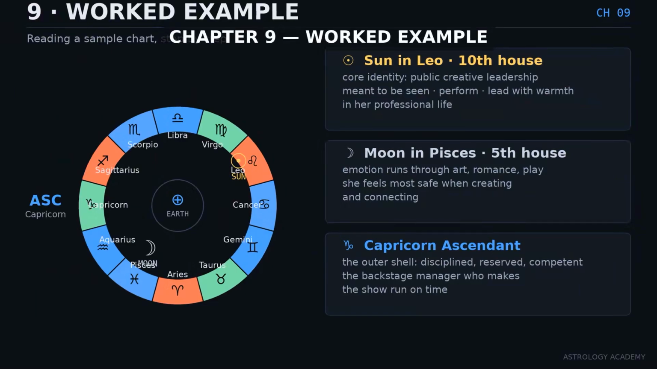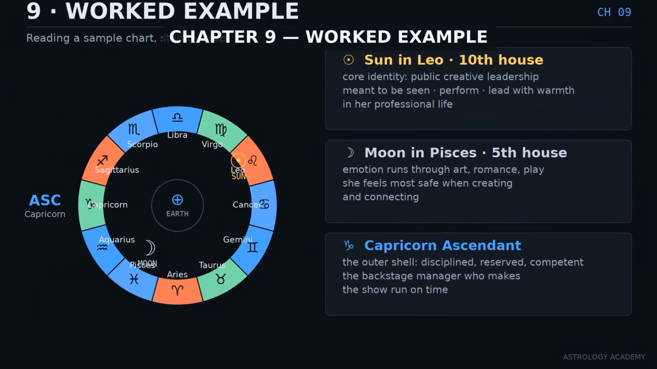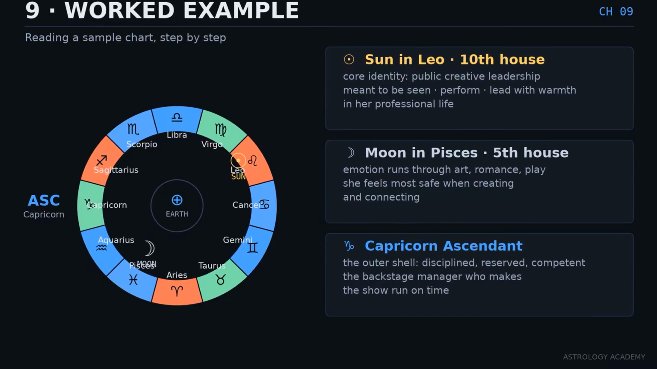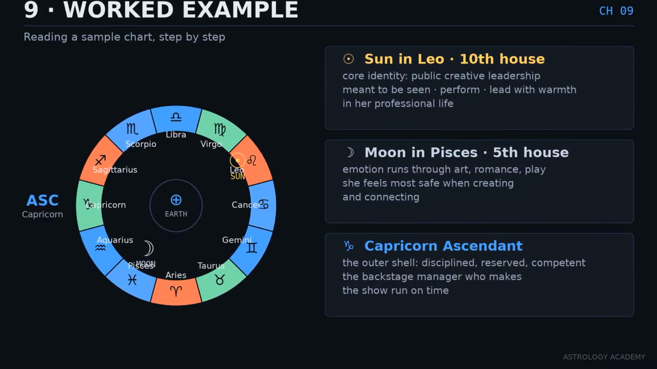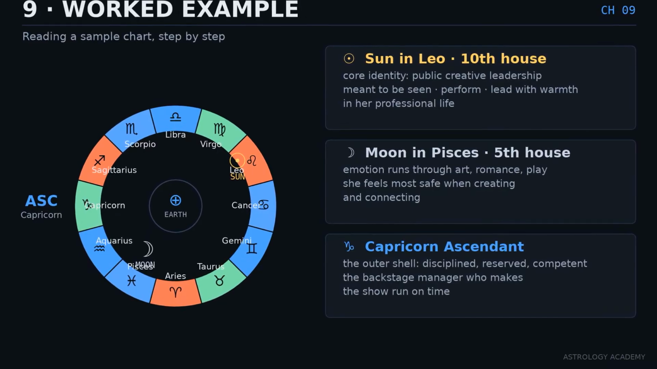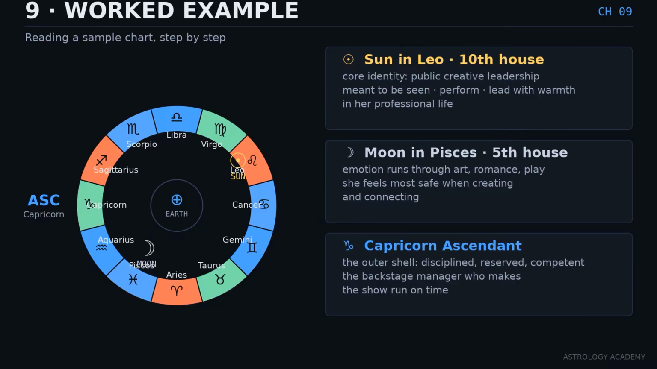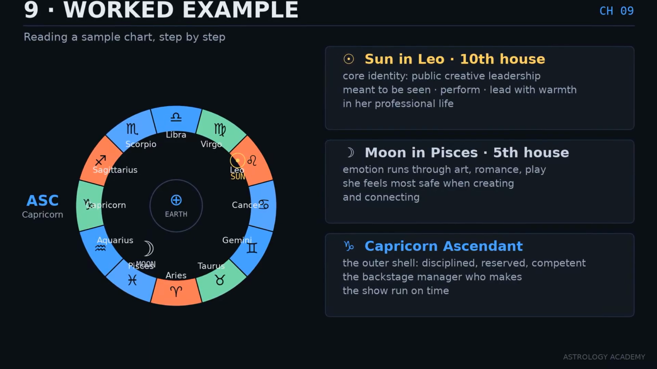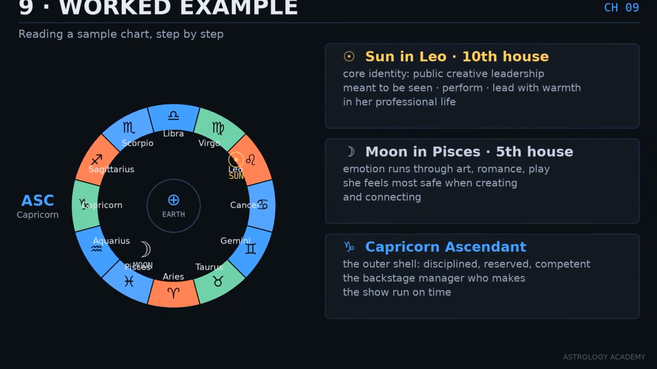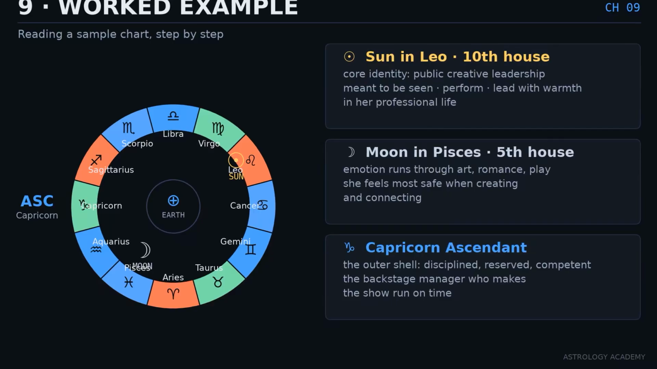Theory is nothing without practice. So let's read a sample chart together, step by step. Imagine a woman with the sun in Leo in the 10th house, the moon in Pisces in the 5th house, and the ascendant in Capricorn. Layer 1, planets. The sun is identity, the moon is emotion. Layer 2, signs. Leo says radiant, creative, wants to lead. Pisces says sensitive, imaginative, porous.